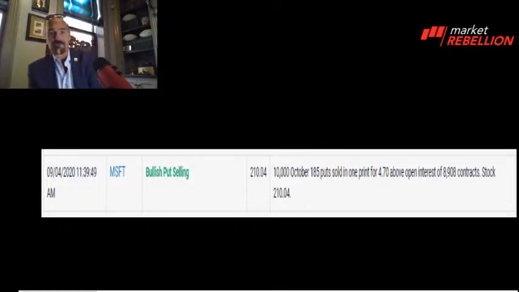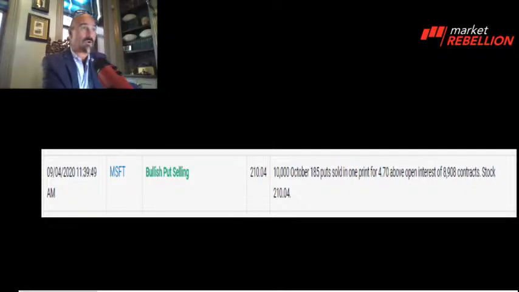Microsoft. What were they doing here? Same thing they were doing in Apple, folks. Some smart traders and gutsy traders who were willing to buy Microsoft at 185 provided protection at 185. So they provided that protection at $185 a share when the stock was trading $210 a share. Like I say, that's gutsy.